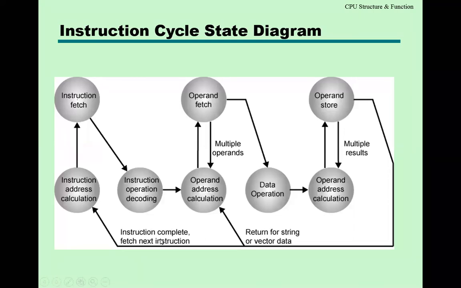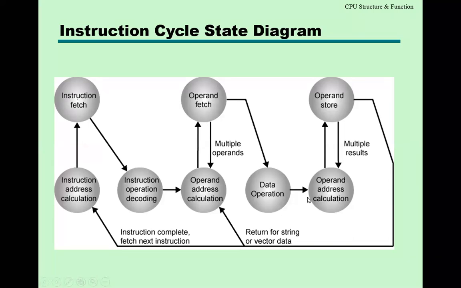After fetching the instruction, operation decoding is required. After decoding, we have to fetch the respective data which is required for that instruction. For example, if two variables are required, two times we have to fetch the data. So that is operand address calculation; operand means the required variable. For that, the address is calculated, and for the respective address, the data is loaded. After fetching, the data operation is required, and as per the instruction, the respective data operation will be performed.